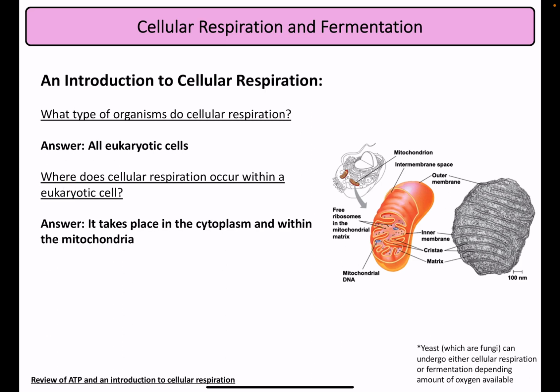Question number 2. Where does this process occur within a eukaryotic cell? Well, as we're going to learn, the majority of the process occurs within an organelle called the mitochondria, but about 20% of the process, specifically stage number 1, occurs in the cytoplasm. So we're going to say both in the mitochondria and the cytoplasm.